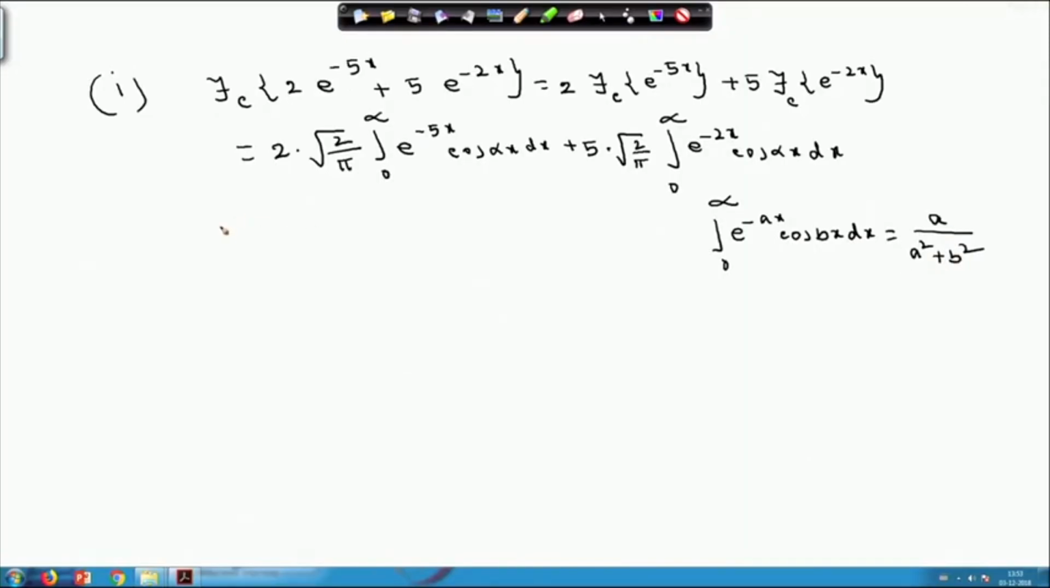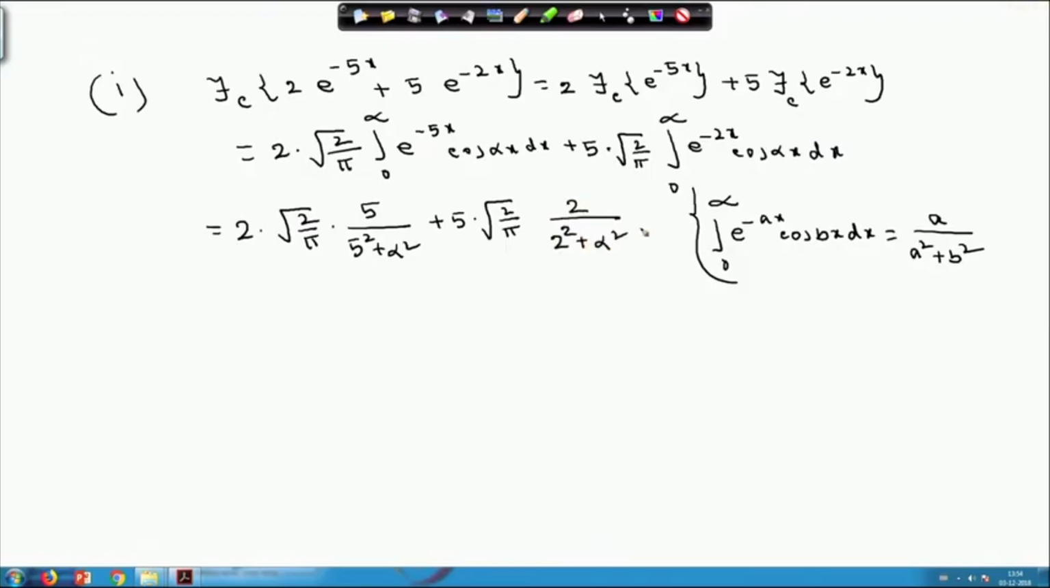If I substitute this result over here, we are using this result to obtain 2 into root over 2 by pi into, then a is here 5, so 5 by 5 square plus alpha square, and for the second part similarly 5 into root over 2 by pi. Here your a is 2, so that it will be 2 by 2 square plus alpha square.